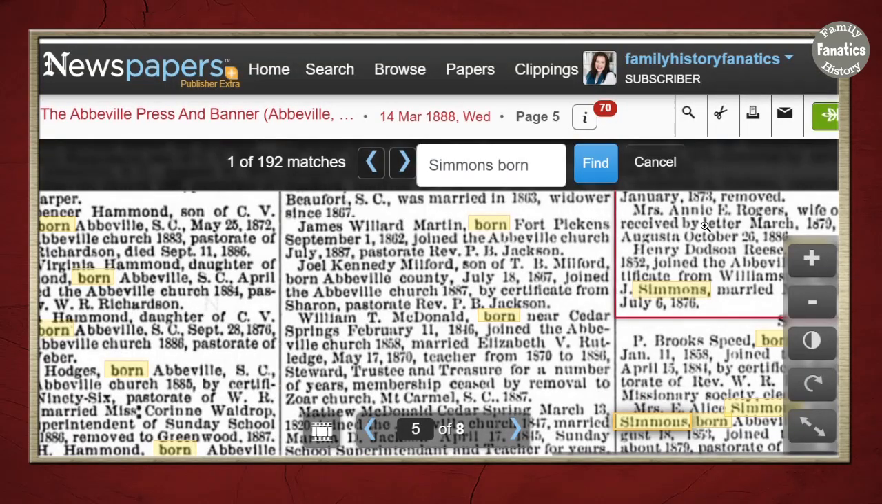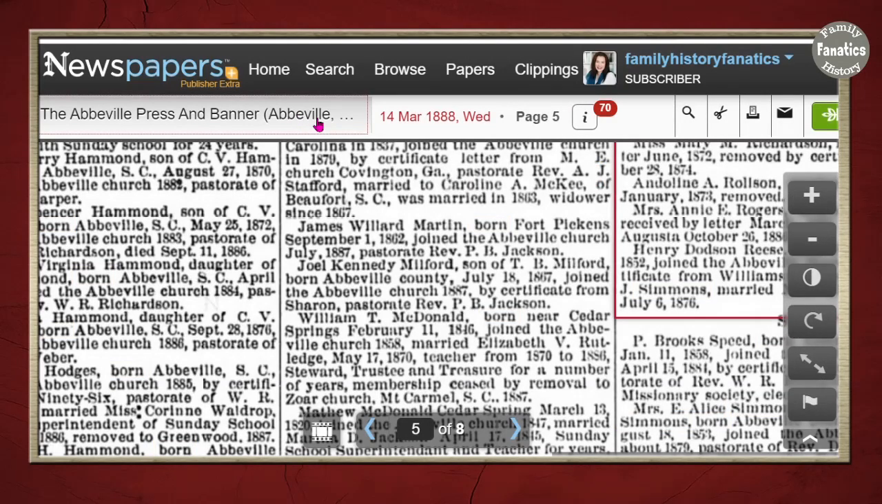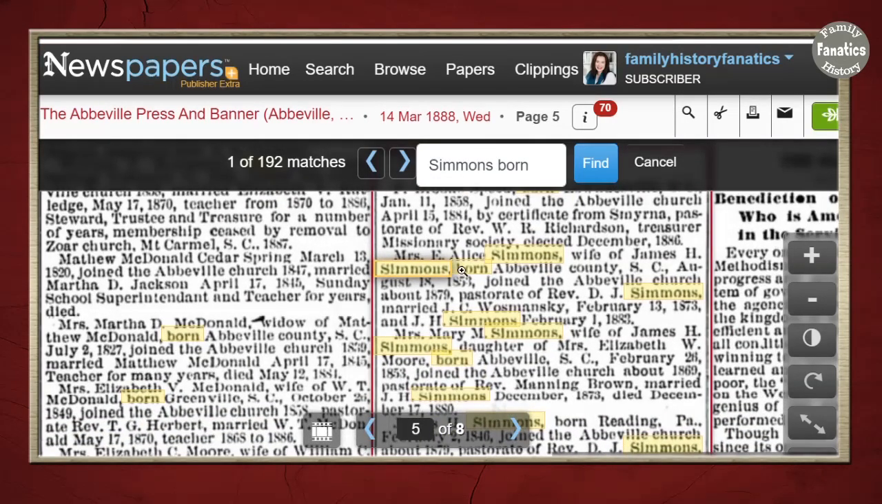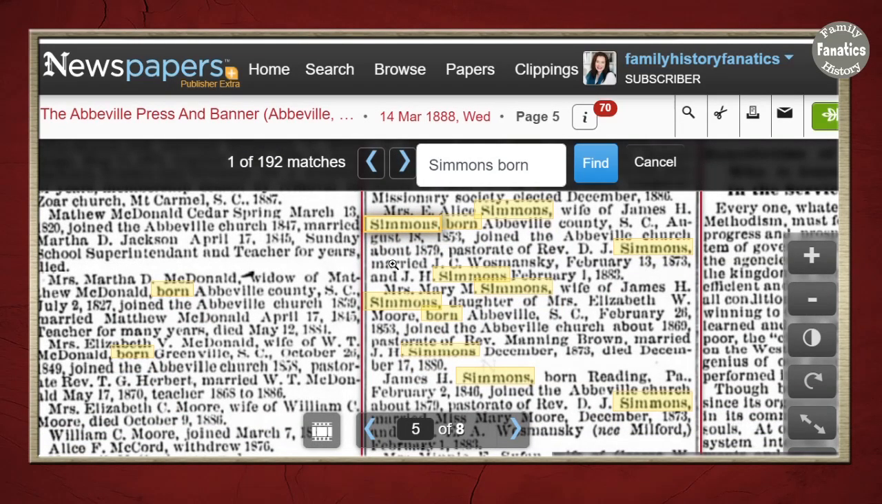Now, I wanted to highlight this combination of surname plus born, and this is from the Abbeville Press in Abbeville, South Carolina in 1888. So when you start, I found this Simmons and I saw the word born. Alice Simmons, wife of Simmons, born. Simmons, married. Simmons, Simmons' wife, daughter, born. I thought to myself, what is going on?